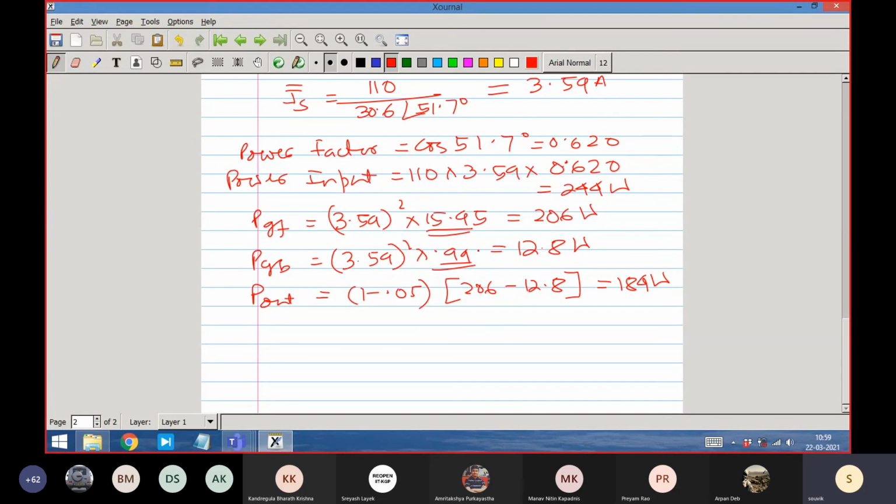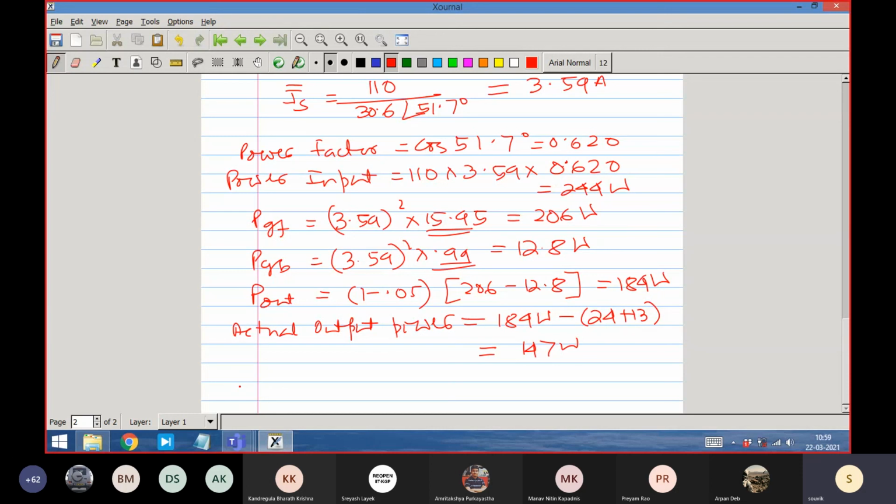So then synchronous speed is how much? We will find out the torque. So torque is how much? One thing we can do here is, this is the internal output power. So actual output power is equal to 184 watt minus all the losses. All the losses is 24 plus 13, that much of loss. So which is nothing but equal to 147 watt.